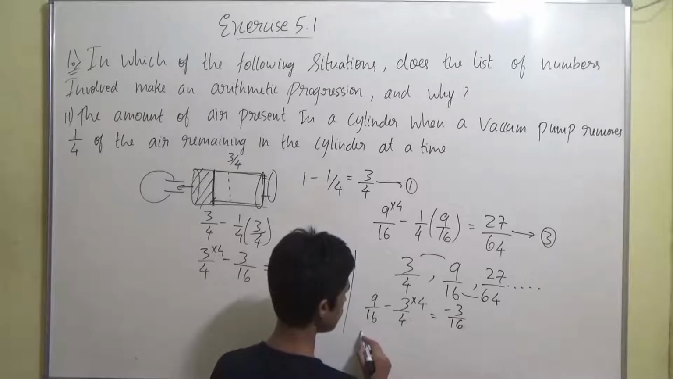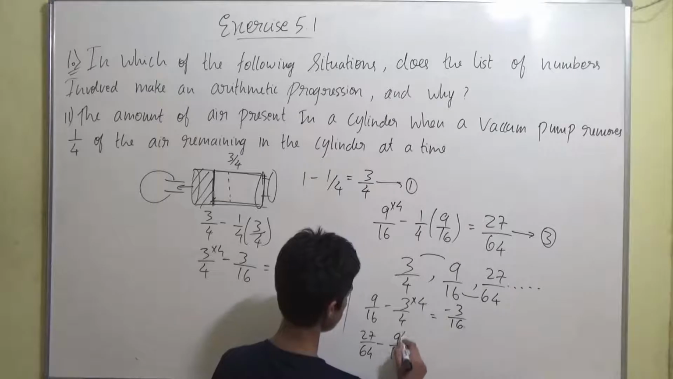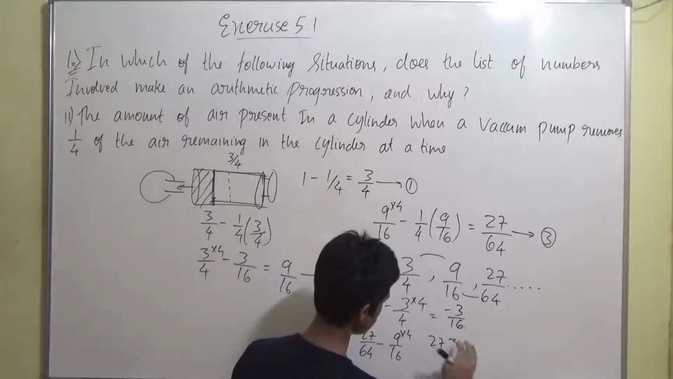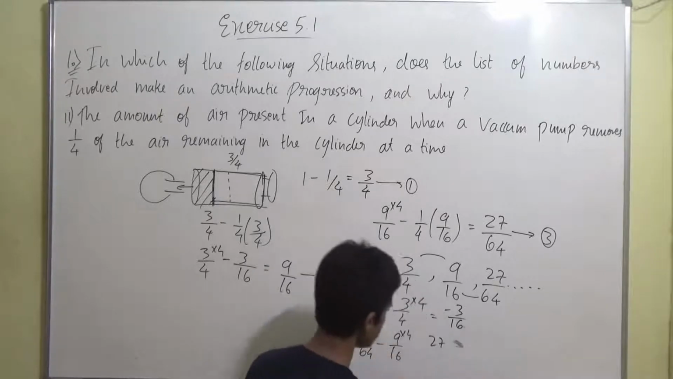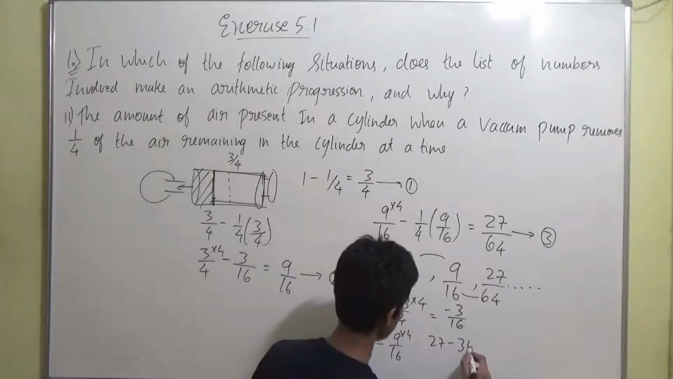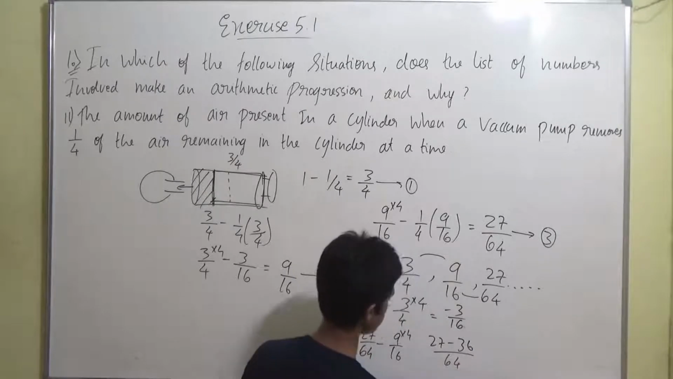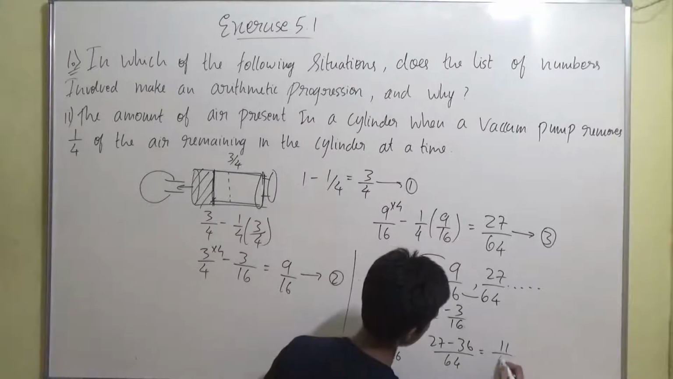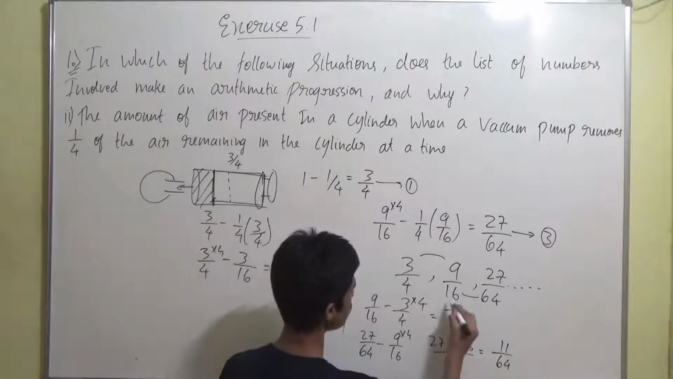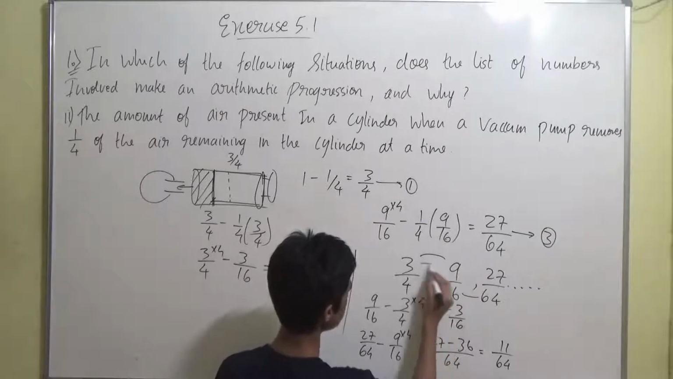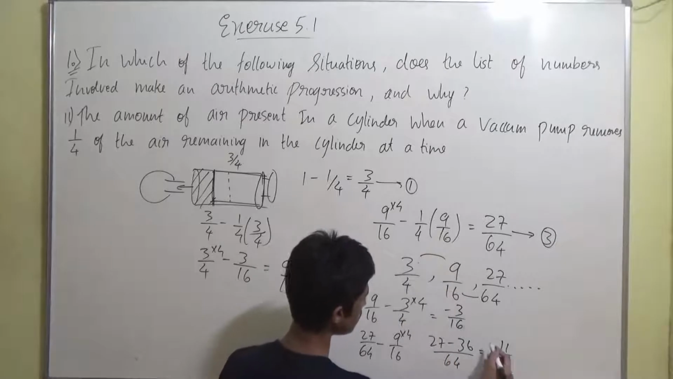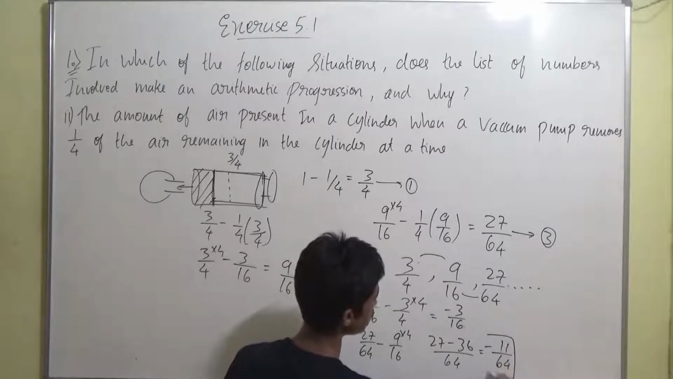Now we'll do 27 by 64 minus 9 by 16. So this is going to become 27 minus 36 by 64. So this is going to become minus 9 by 64. So this is the difference which has come between these two terms, right? Between these two terms, this was the difference. That is minus 3 by 16, and the difference between these two terms is minus 11 by 64.